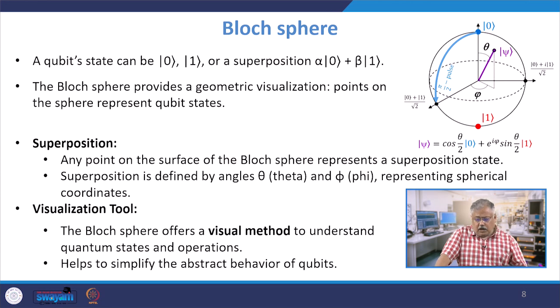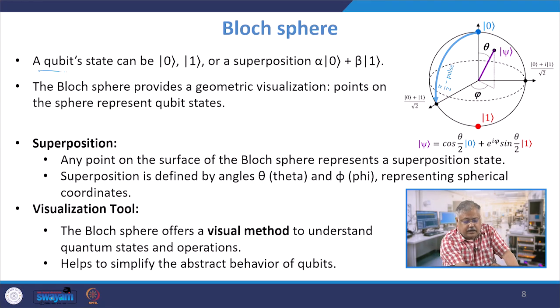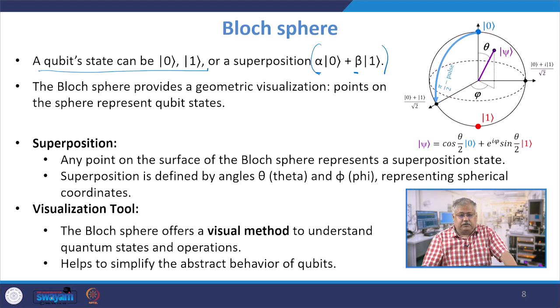To understand that, let us have a Bloch sphere understanding. As I discussed with you, a qubit is a superposition of 0 and 1 with weights associated with it. So, basically alpha times 0 plus beta times 1, which means that if the 0 state gains, alpha will be very large, and if the 1 state gains, beta will be very large.